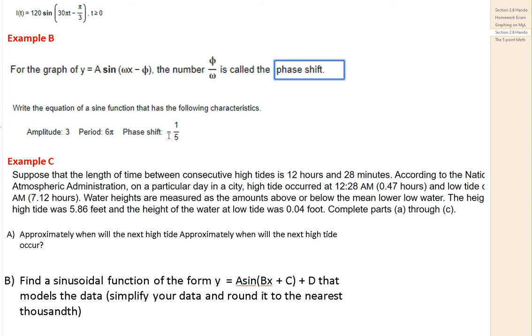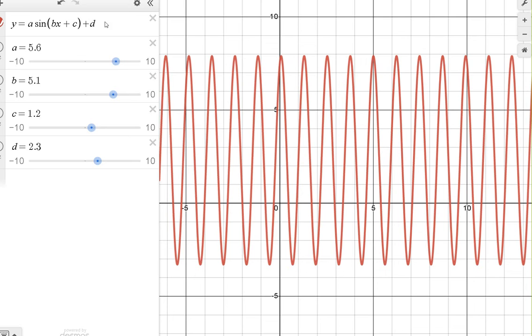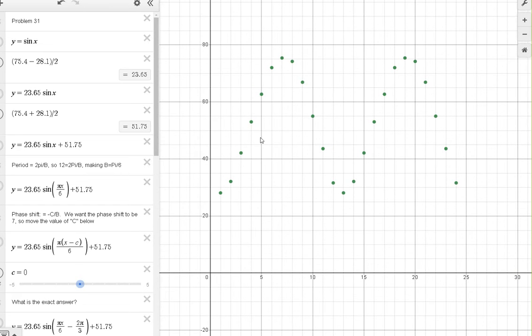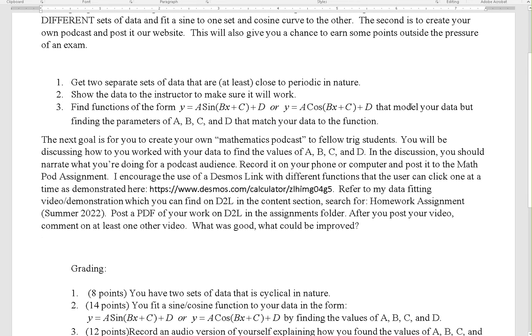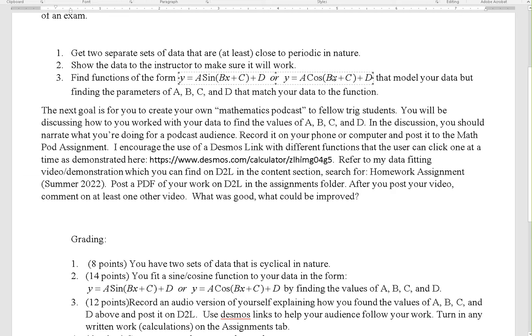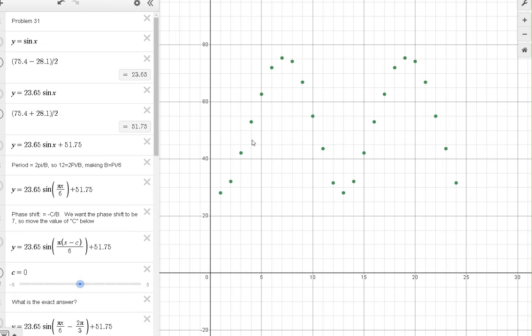Let's move on down to example C here next. Overall, the goal in this section is to be able to do something like I'm doing right here. I've got some data that I collected for the average monthly temperature in the city of Detroit, starting in January, up through July, and then back down to December, and then it repeats after that. What I'd like you to be able to do, and the subject of your math pod, is to find two different data sets and fit a sine function and a cosine function, one of each, to your two different data sets.